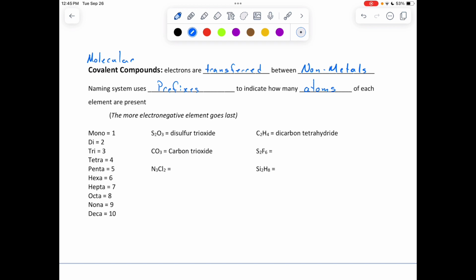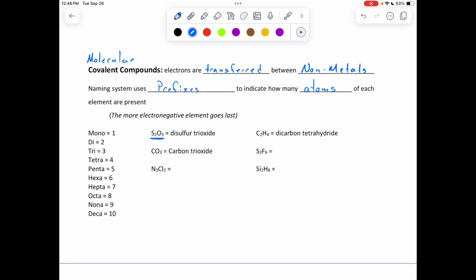And so the prefixes that we use are listed on the side here. Most of these you already know: mono for 1, di for 2, tri for 3, tetra for 4, penta for 5, hexa for 6, hepta for 7, octa for 8, nona for 9, and deca for 10. We see these things in everyday life around us. These are prefixes that are familiar to us: a tricycle, the pentagon, the heptathlon, the decathlon, an octogenarian. I'm probably pronouncing that wrong, but someone who's 80 years old. So those prefixes will tell us how many atoms are present.